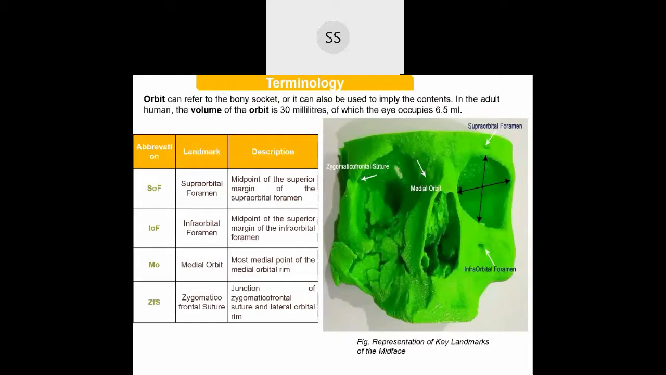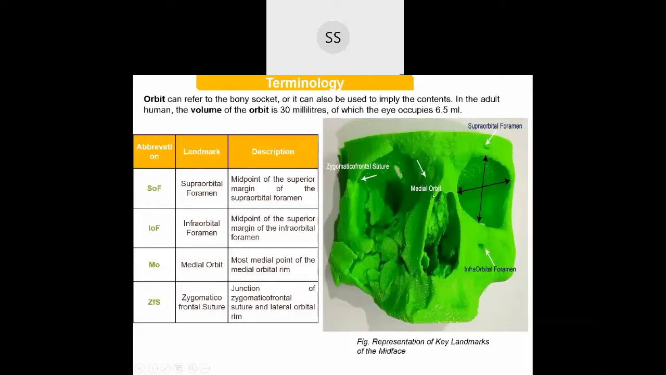When you want to measure this orbital volume, you use some landmark points, like the medial orbit. Any human body has landmark points. This is called the medial orbit. This is the zygomatic suture, this is the supraorbital foramen, this is the infraorbital foramen. You measure these distances to measure the volume. On the contralateral side, you measure the volume, and on this side, you measure the volume from these landmark points. These landmark points will be given by the doctor, and we will measure this.